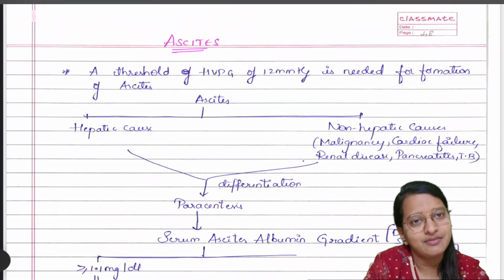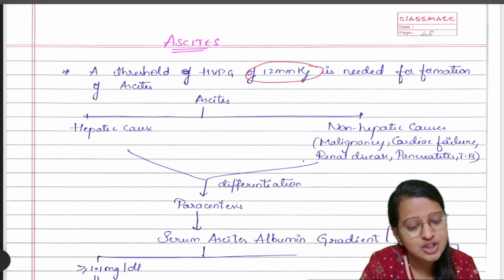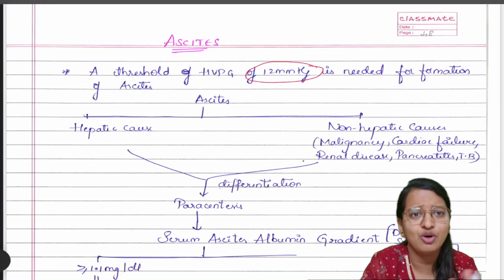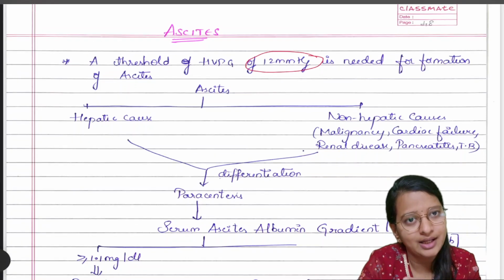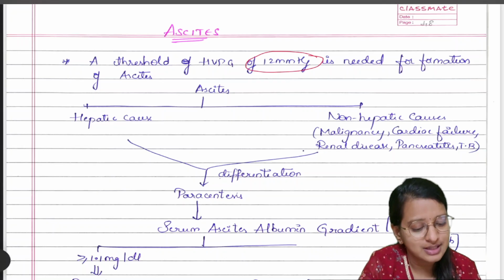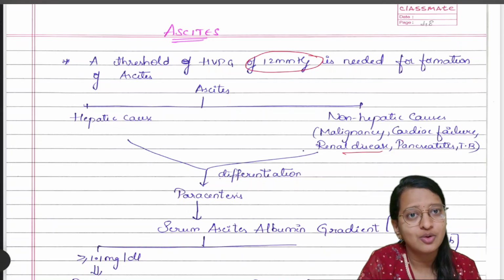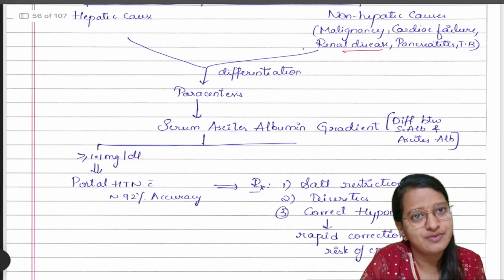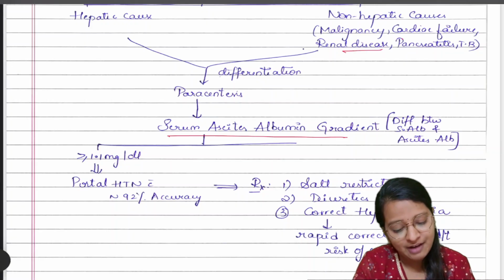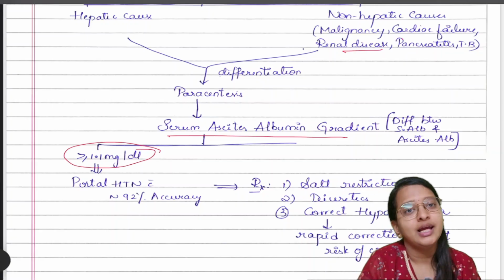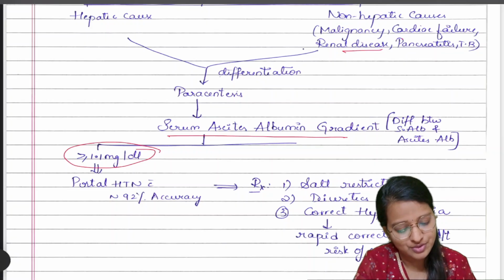So, individual manifestations, your ascites. This occurs if your pressure gradient is nearly 12 mmHg, 10 to 12 or 12 mmHg. We have to differentiate ascites of hepatic cause from non-hepatic causes like renal disease, cardiac failure, malignancy, pancreatitis, tuberculosis, etc. How we will differentiate is we'll do paracentesis and see the serum ascites albumin gradient. If it is greater than 1.1, it is almost portal hypertension. That means it is of liver cause, with up to 92% accuracy.